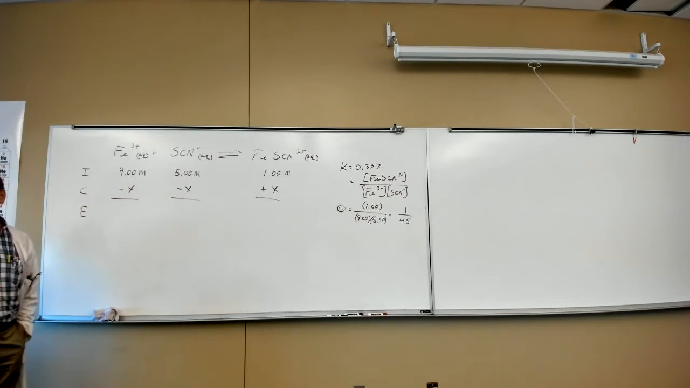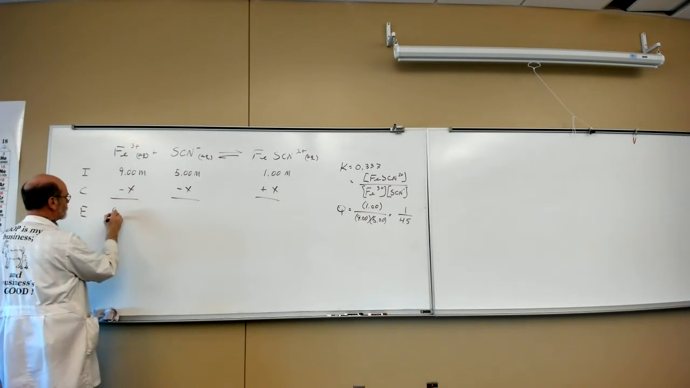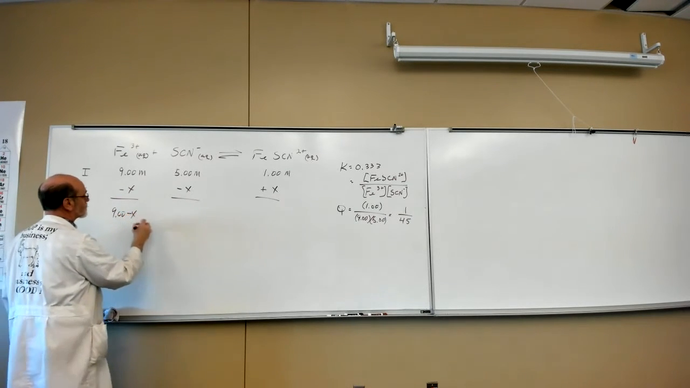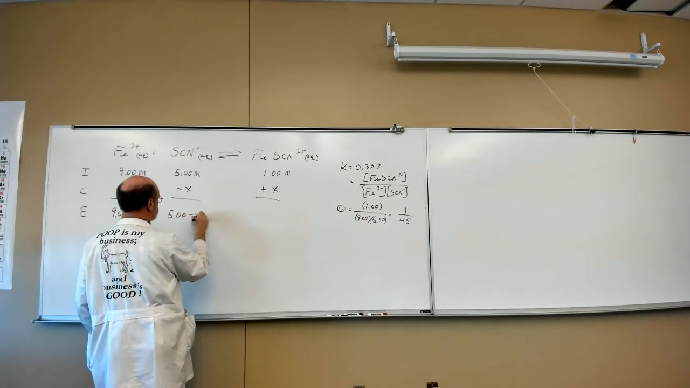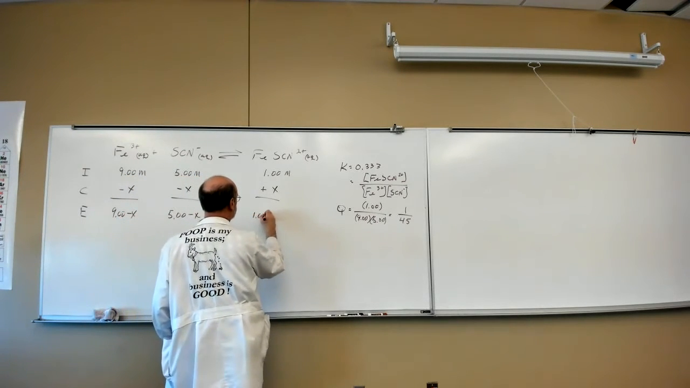There. Can you spell ICE? So this is going to be 9 minus x. This will be 5 minus x. And this is going to be 1 plus x.